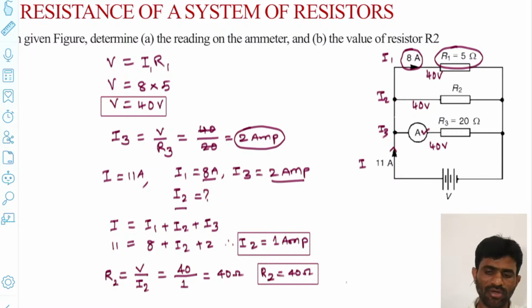So now in the first question we got V. In the second question we had to find total current, what is I1, and what is I2. After finding I2, we got R2. Okay. Now next problem.